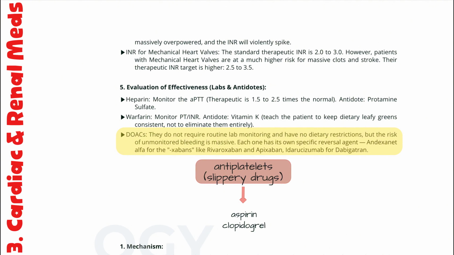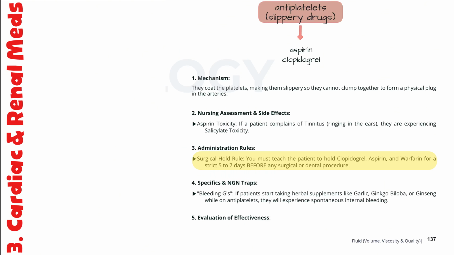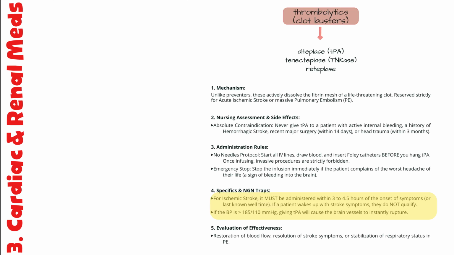Andexanet alfa for the xabans, like rivaroxaban and apixaban, idarucizumab for dabigatran. Antiplatelets like aspirin and clopidogrel need to be held 5 to 7 days before surgery, and TPA has a strict window, 3 to 4.5 hours, and is contraindicated above a blood pressure of 185/110. If the patient reports the worst headache of their life during a TPA infusion, stop it immediately.